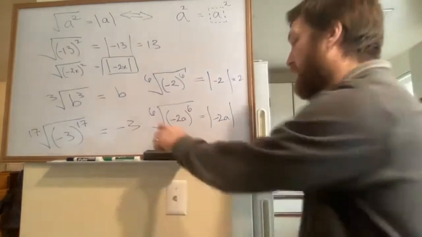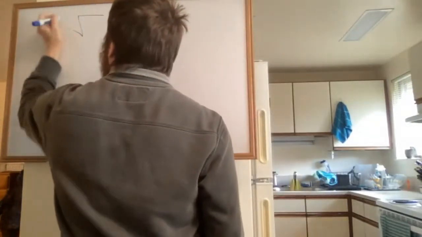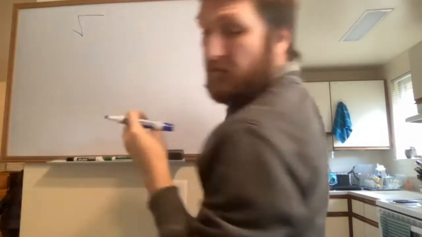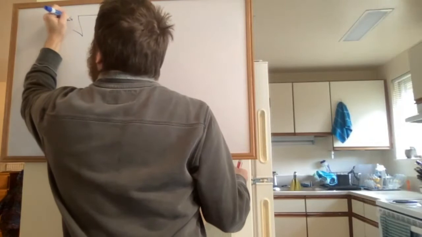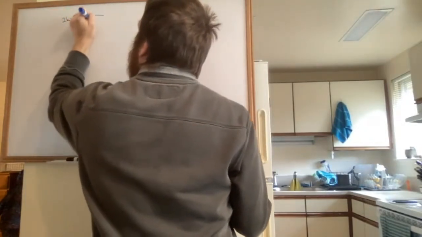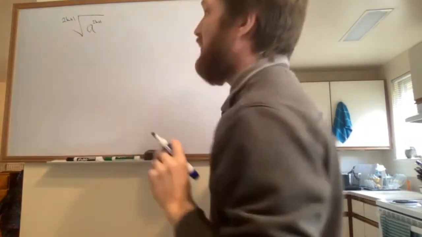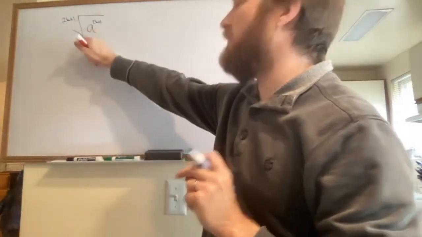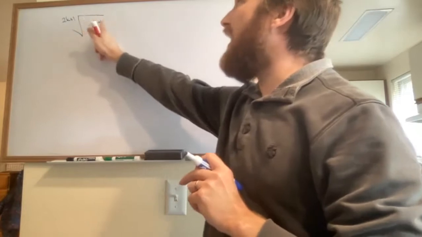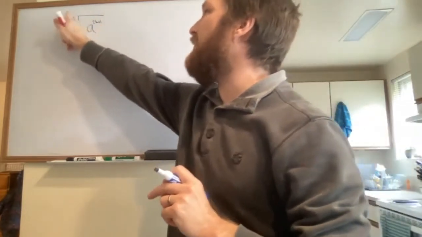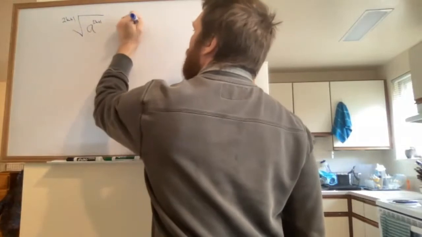Here, this is in your book, though I wrote it down a little differently than your book does. It's a good one. We do it like this: the 2k plus 1 root of a to the 2k plus 1. In other words, a number raised to an odd power, when you take the same odd root, is just whatever that number is.